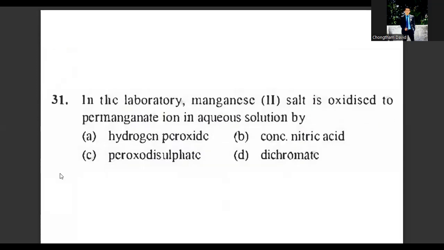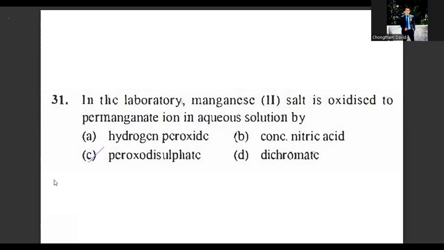Moving on to question number 31. In the laboratory, manganese 2 salt is oxidized to permanganate ion in aqueous solution by peroxodisulfate. This is the answer for question number 31. You know the formula of peroxodisulfate, S2O8 2 minus.